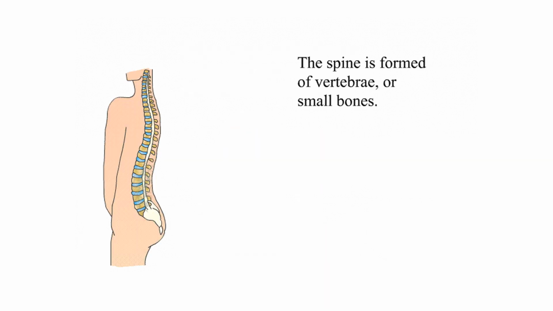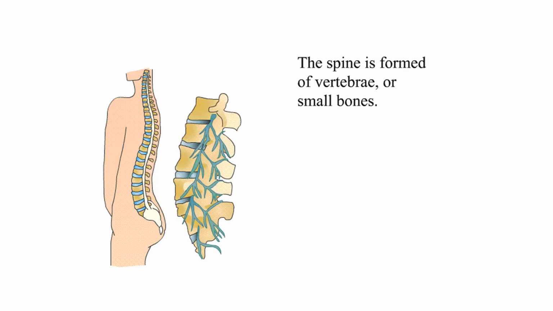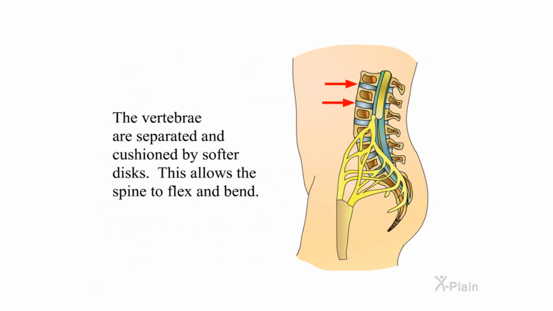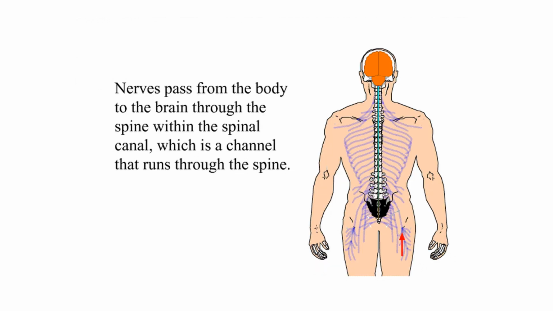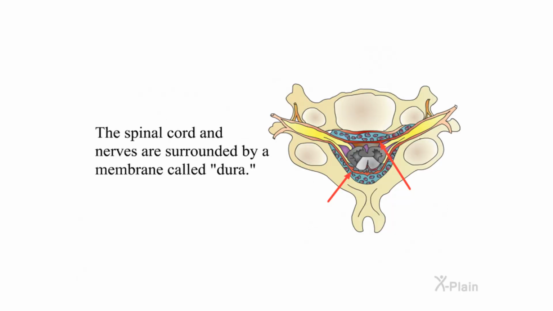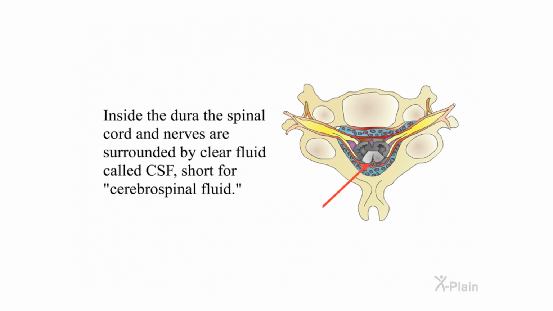Anatomy. The spine is formed of vertebrae, or small bones. The vertebrae are separated and cushioned by softer discs. This allows the spine to flex and bend. Nerves pass from the body to the brain through the spine within the spinal canal, which is a channel that runs through the spine. The spinal cord and nerves are surrounded by a membrane called dura. Inside the dura, the spinal cord and nerves are surrounded by clear fluid called CSF, short for cerebral spinal fluid.